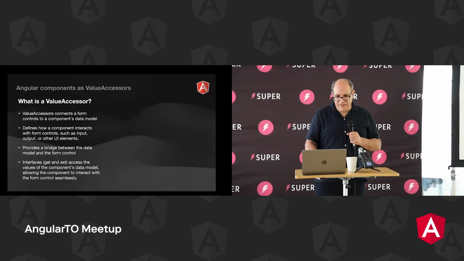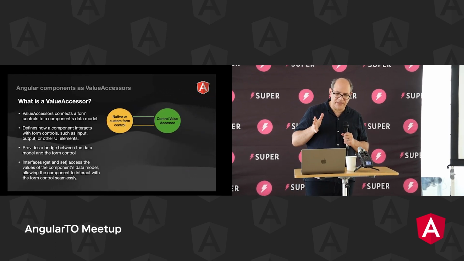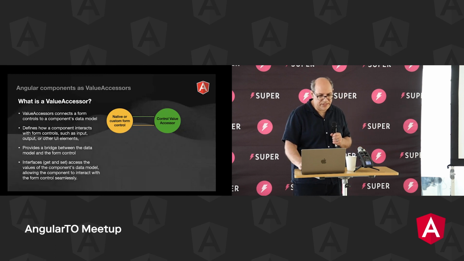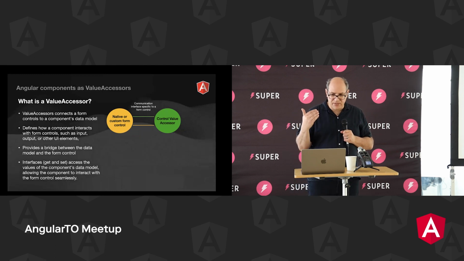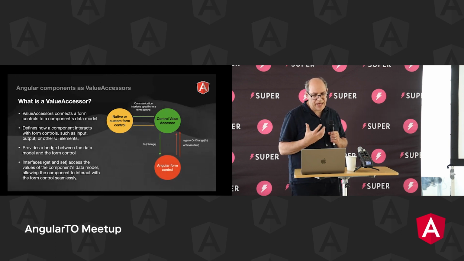Okay. So first of all, what is a value accessor? Well, a value accessor connects the control's data model to the component, right? That's the first thing. It defines how components interact with form controls. So we've seen this a lot of times. We make a new control, and then we know that the information that we patch into it gets passed into that value accessor. Then it provides this bridge that basically allows us to now communicate with the actual control.